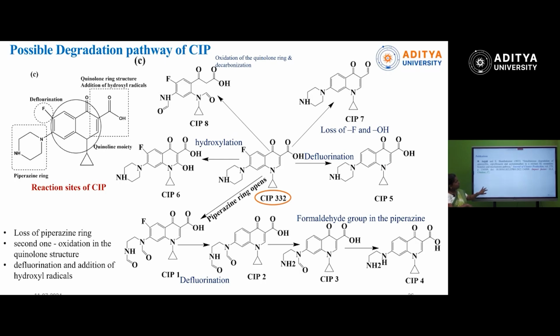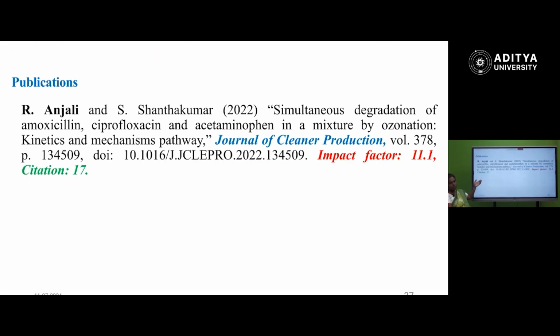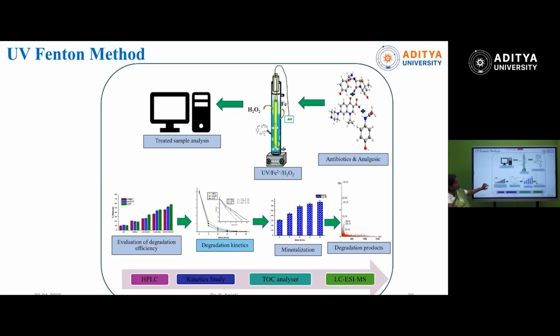Based on this, you can see the research. This has been published in the Journal of Cleaner Production. Same here. All of this comes under the AOP process, the advanced oxidation process. Next method, you can see the UV Fenton.